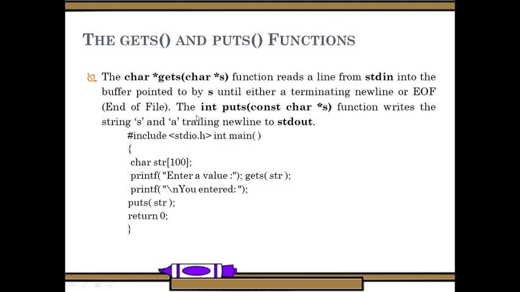The int puts, const char star s function writes the string s and a new line to the standard output. So here is an example, input standard output, that means we are using a character string, with string length 100. The value gets the string, you can read it, then after that you can print what you have entered.